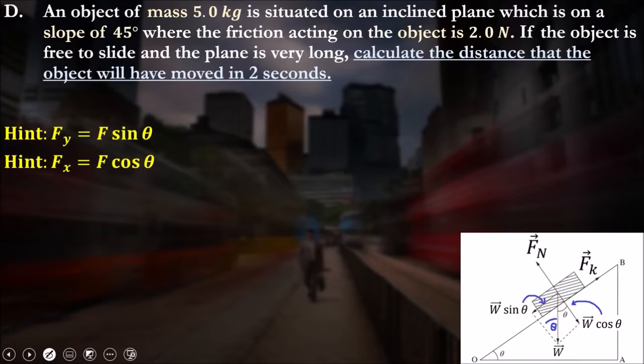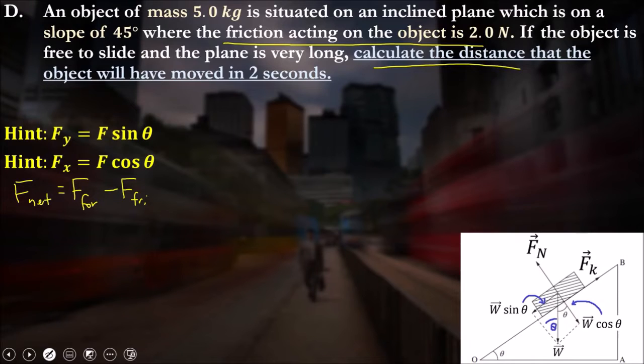The next one we have, an object of mass 5 kg is situated on an inclined plane, whose slope is 45 degrees. This time we have friction acting on the object. And then the last one is calculate the distance. Now this actually needs two things. You firstly need to know the net force, and that would be the force going forwards minus your friction force, which you already have, but you need to work out the forwards force.